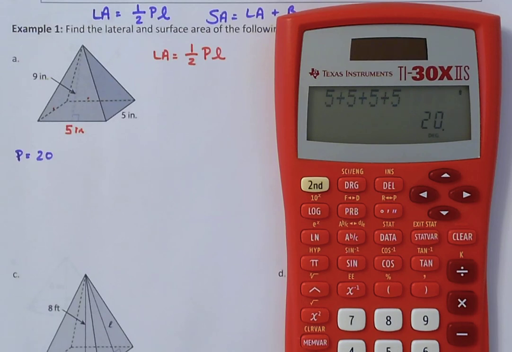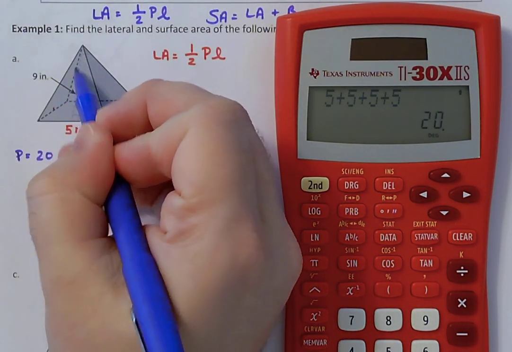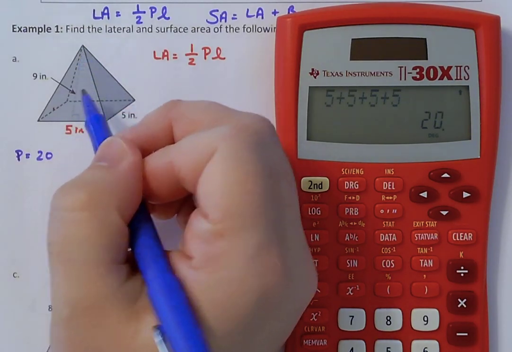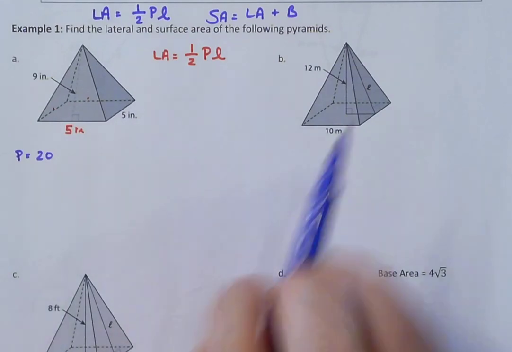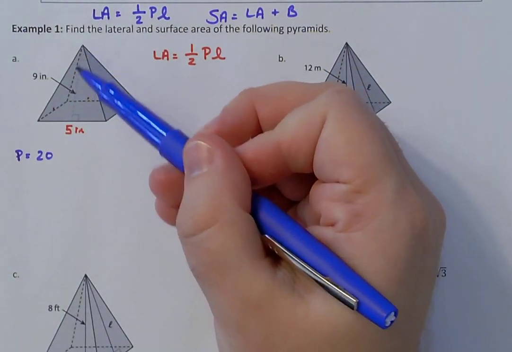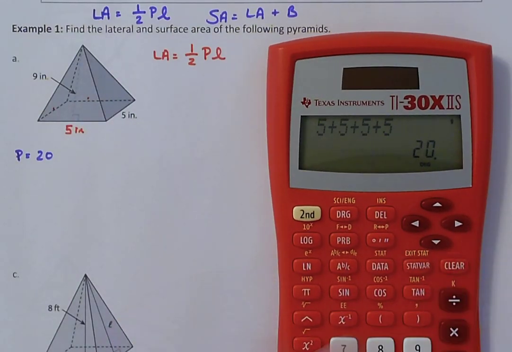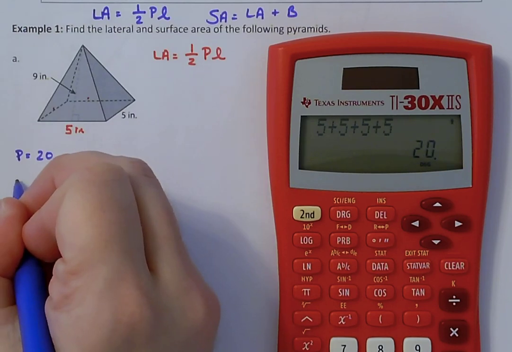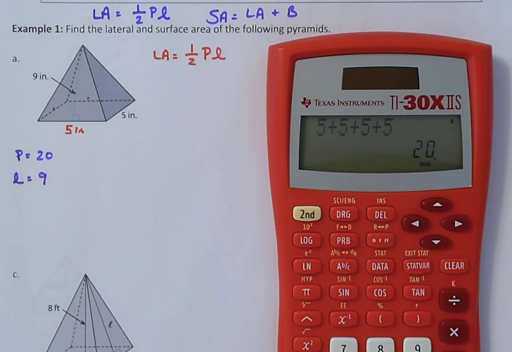And then this one, thankfully, they tell us our slant height. You're going to see it as a dotted line that's not going straight up and down like we see here with the 12, where that goes right down the middle. This goes right down the edge of one of the faces. So that is going to be our slant height, which is 9.